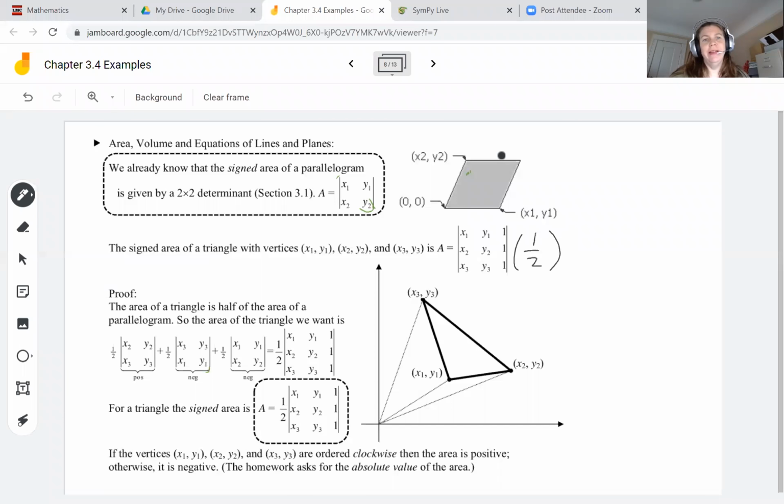In this video, we take a look at finding the area of a triangle using determinants and the equation of lines and planes using determinants. So we continue with chapter 3.4 examples here.